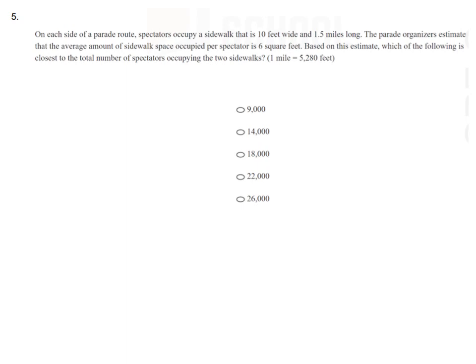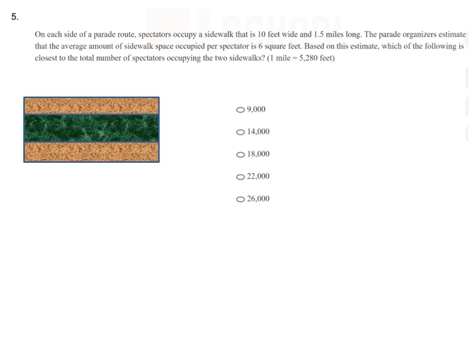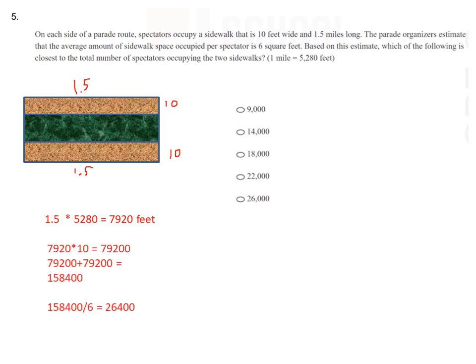Okay, let us draw a paved road and sidewalk. The middle portion is the paved road and two sides is the sidewalk. Now let us put the value. It is 1.5 miles long and 10 feet wide. So one measurement is in miles and other is in feet. Let us convert the mile into feet. So 1.5 multiplied by 5,280, by that 7,920 feet. Now there are two sidewalks, right?